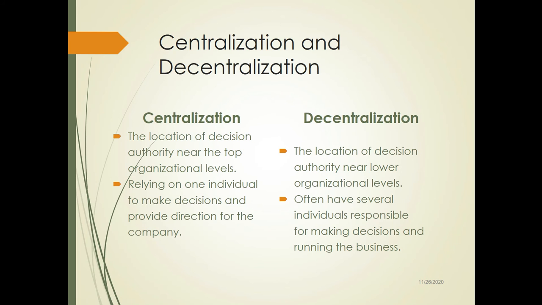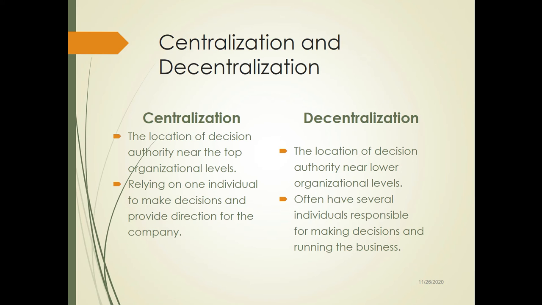How about centralization and decentralization? When we speak of centralization, the location of decision authority is near the top organizational level. It relies on one individual to make decisions and provide direction for the company. Meaning to say the decision making would come basically to one person. Perhaps it's just the manager, or maybe the president of an organization, who makes the decisions of the overall organization.